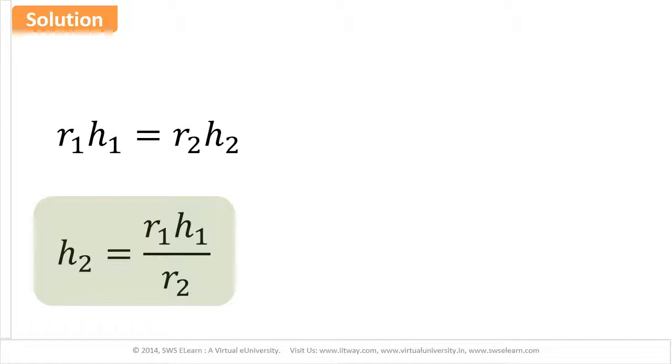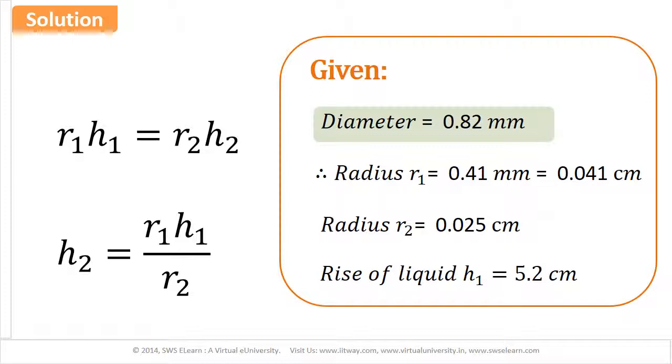The values of R1, R2 and H1 are given as diameter equal to 0.82 millimeter, radius R1 equal to 0.41 millimeter, and that is equal to 0.041 centimeter. Radius R2 equal to 0.025 centimeter, and rise of liquid H1 equal to 5.2 centimeter.